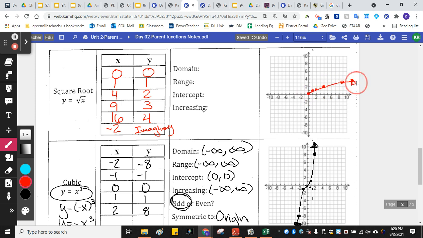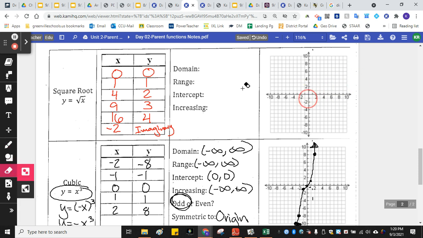16, 4 was 1, 2, so you should know where it's headed. I missed that. 9, 4. Oh, I'm off 1. Try that again. Curvy. No, 9, 3. What am I saying? 4, 4. There we go.